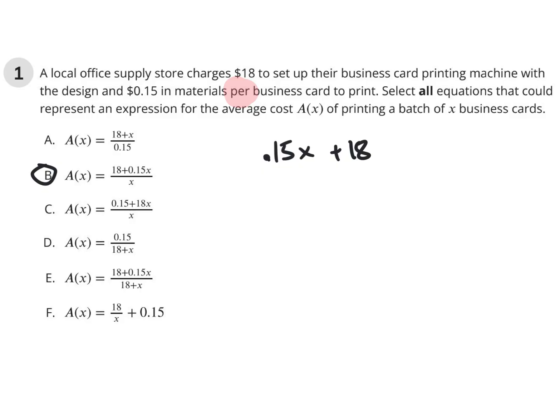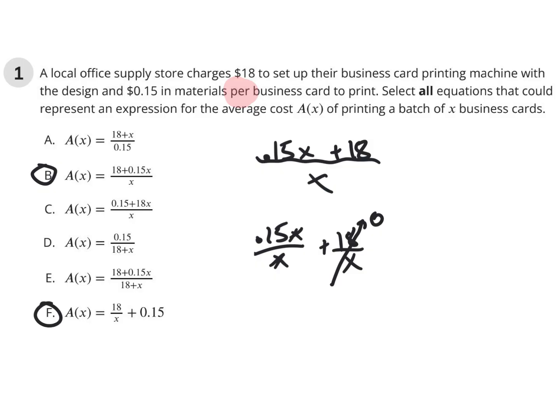All right, now let's make an average out of it. Let's separate the fractions like we did last week. As x gets very large, this eventually goes to 0. Our x's cancel out. Oh, they left it like that, where they left the 18 over x. So F is the proper answer. So B and F are the correct answers.